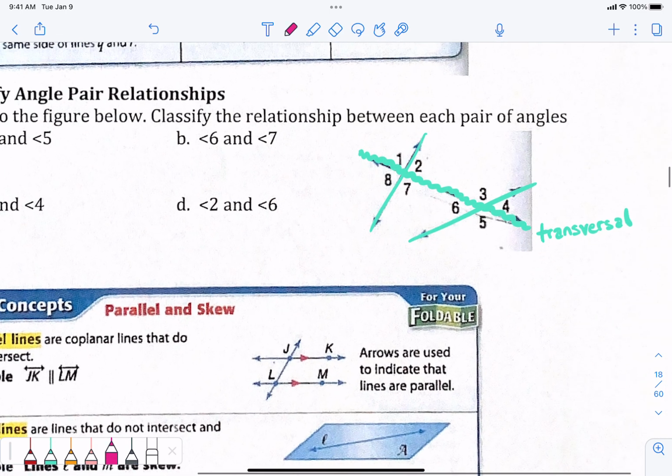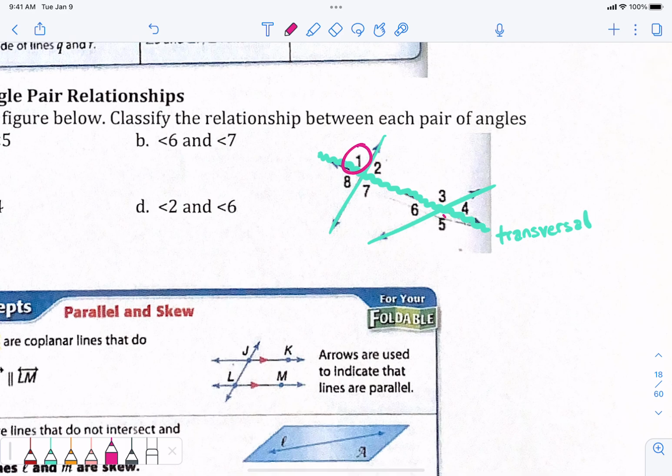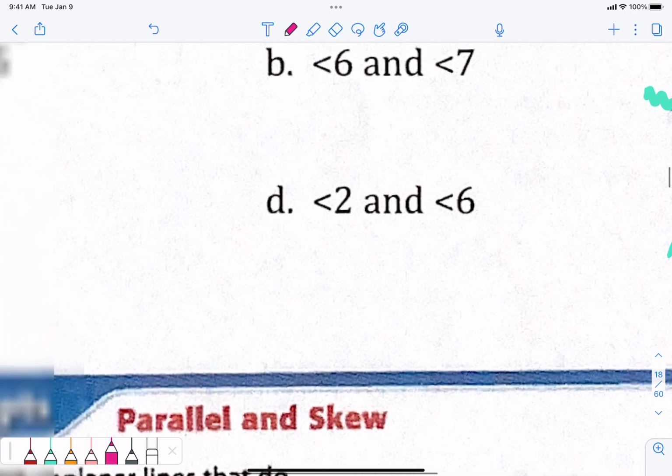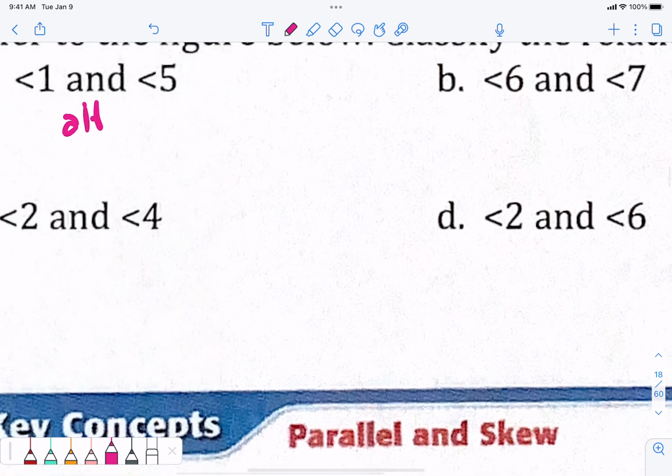Let's figure out what 1 and 5 are. 1 is here and 5 is here. Are they on the same side or opposite side? Opposite sides, so they are alternate exterior. See, you've already got it. Alternate exterior. You can abbreviate if you would like to: ALT-EXT. That will work just fine.